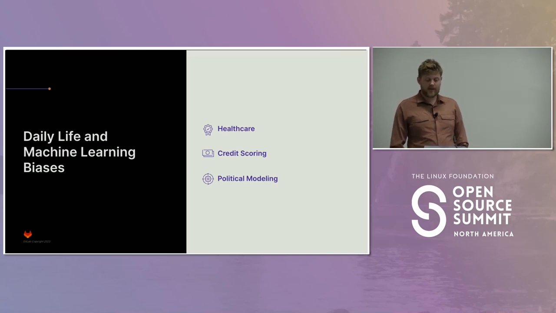It is important to carefully evaluate and monitor these political machine learning models for bias, and ensure that the data used to train these models is diverse and representative of all viewpoints and demographics.